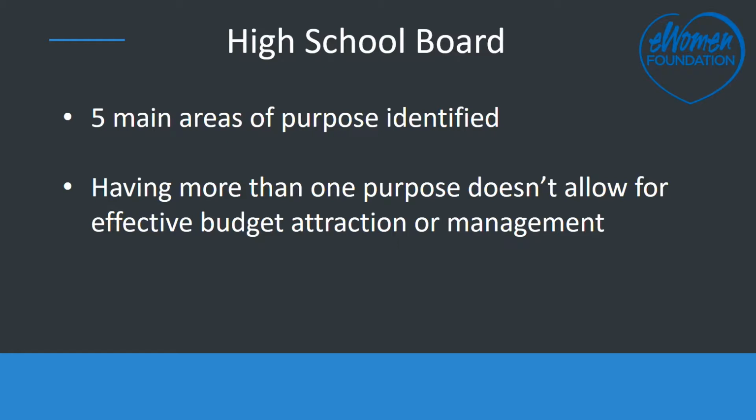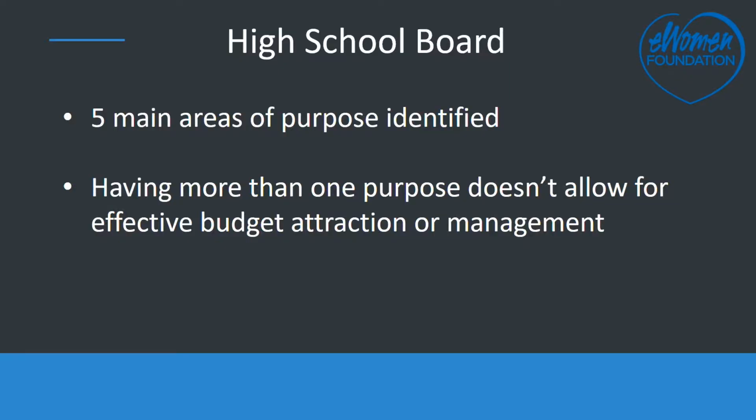So going back to that high school board, I mentioned a couple of them, but there were about 5 areas of purpose identified, so you can understand how this was impacting everything in their financials as well as everything else about their board. Nobody was on the same page. There were 12 people and 5 different ideas of what lane they should be driving in. And having more than one purpose doesn't allow for effective budget attraction or management of the money. It just makes everything messy because you don't know where you're going.